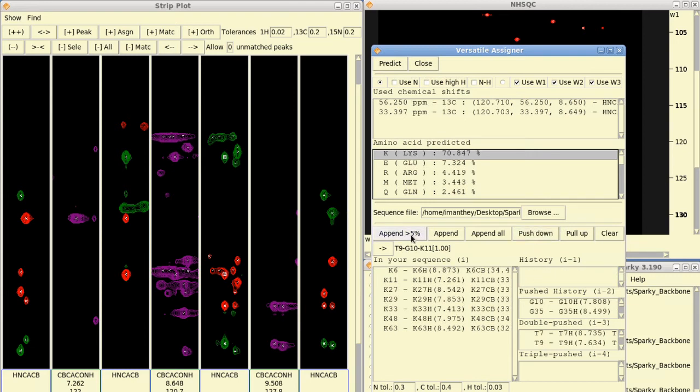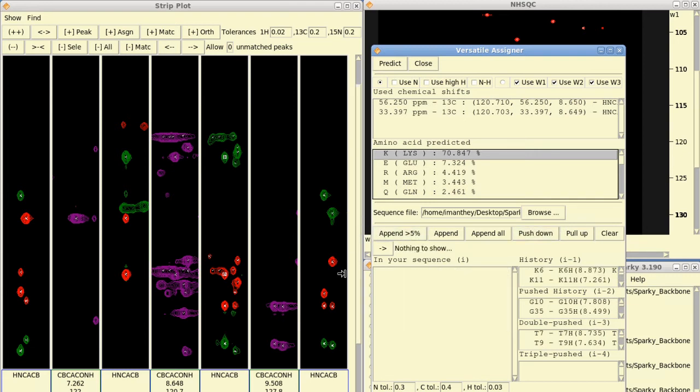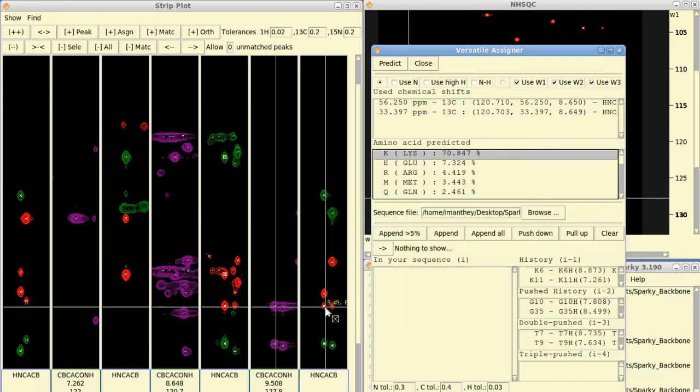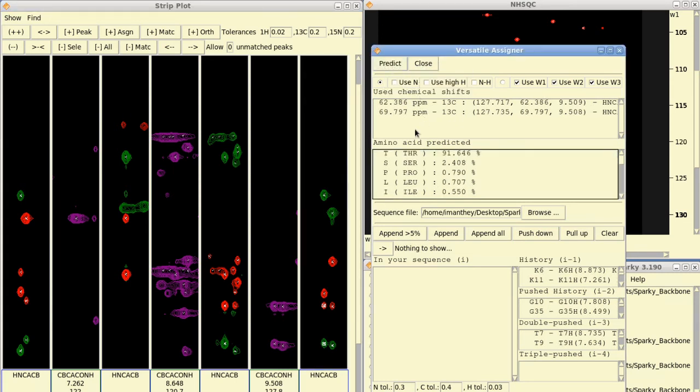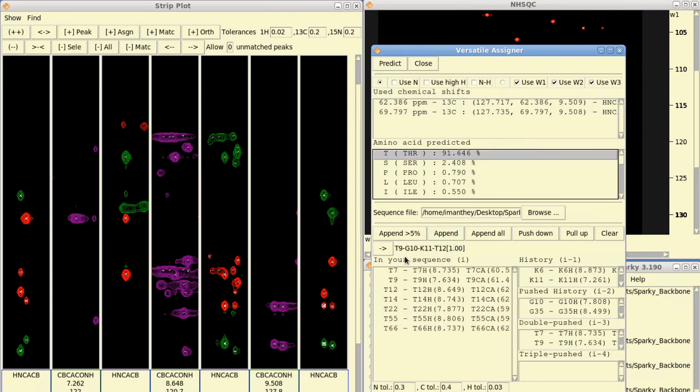We're going to push down, append all above 5%. We're going to move on to our next residue here. And hopefully this will be the one that shows us the full validation, the double validation. So we're going to go ahead and predict that. And we only have one above 5% here. It's a T, and there you go.